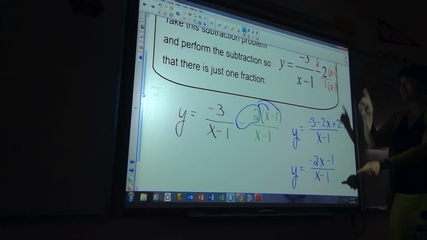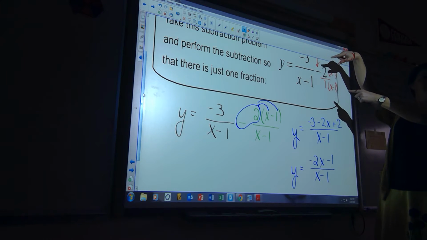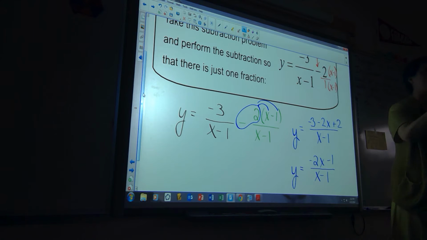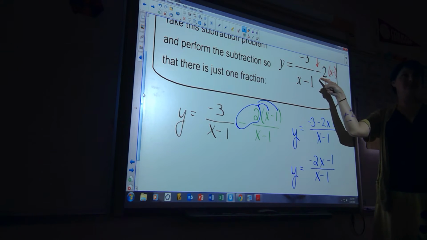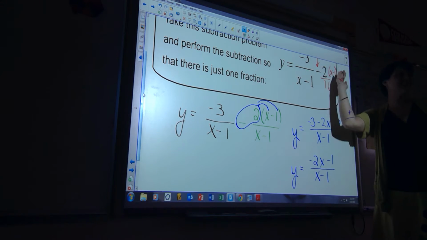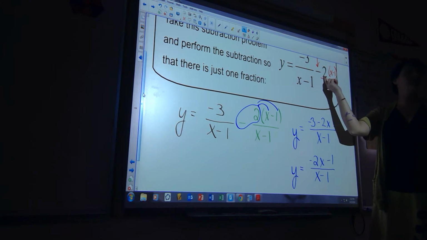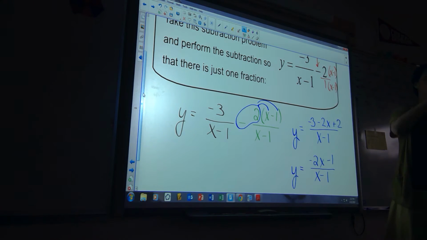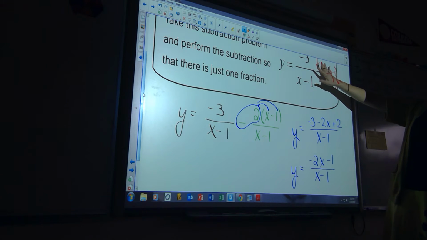This would have a graph that's exactly the same as this. And the big takeaway from today is that it's not always going to come to you looking like this. This is nice. When it comes to you looking like this, you can tell right away where that horizontal asymptote is. Oh, it went down to... easy.